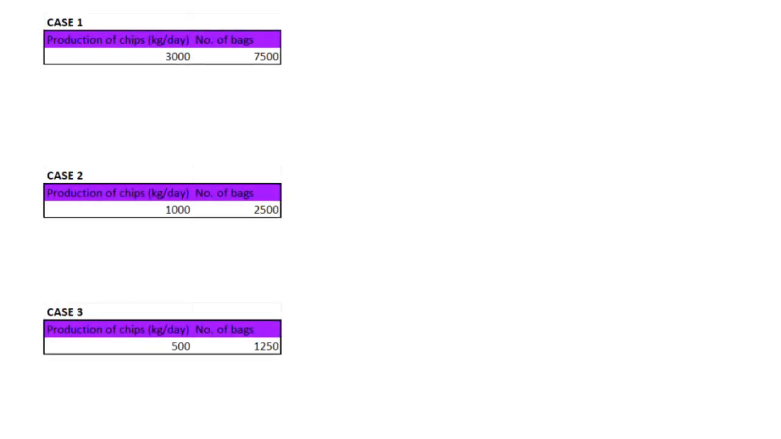Consider 3 cases of different scales of production. The first case has a production scale of 3 tons of ingredient per day. The second case has a production scale of 1 ton of ingredient per day. The third case has a production scale of 0.5 tons of ingredient per day.